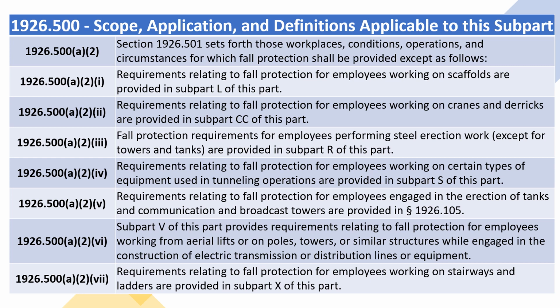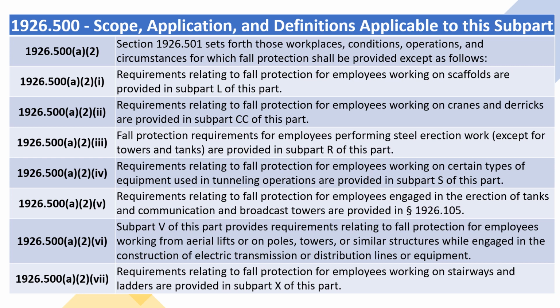1926.500(a)(2)(iii): fall protection requirements for employees performing steel erection work, except for towers and tanks, are provided in Subpart R of this part. 1926.500(a)(2)(iv): requirements relating to fall protection for employees working on certain types of equipment used in tunneling operations are provided in Subpart S of this part. 1926.500(a)(2)(v): requirements relating to fall protection for employees engaged in the erection of tanks and communication and broadcast towers are provided in Section 1926.105.